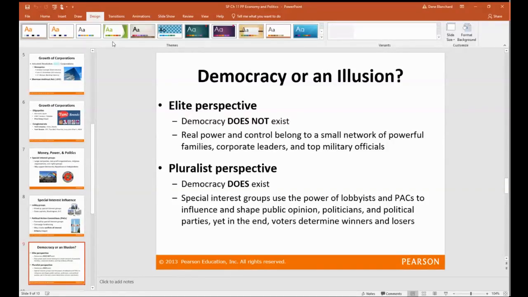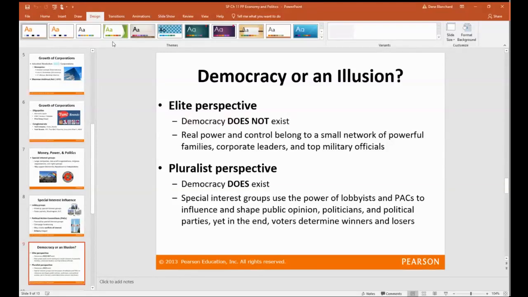So let's take a look at each one of these. First one is called the elite perspective. And this is where an individual believes that democracy does not exist. That the powers that be are going to put in office whoever they want to put in, and that basically senators and the president of the United States are just a front man or a front woman to represent that particular seat. And that the real power and the control belongs to small networks of powerful families, corporate leaders, and top military officials.